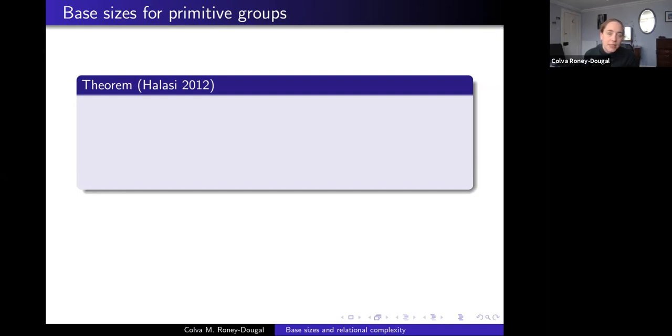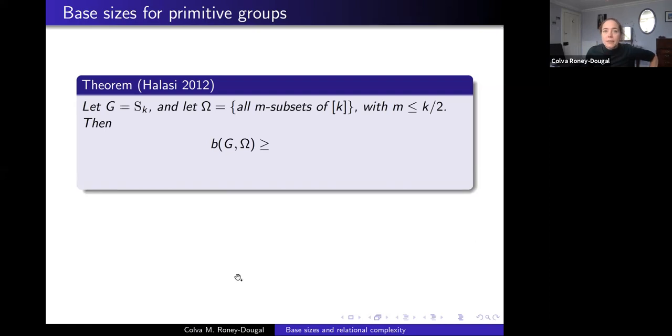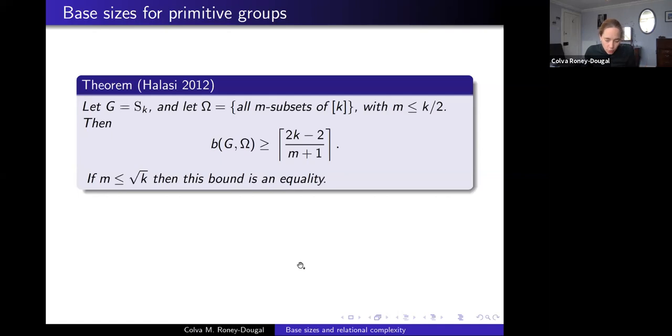So let me now focus on base sizes for primitive groups. And let's think first of all about these large base primitive groups. So there's a theorem due to Halasi in 2012, which says that if G is S_k acting in a large base fashion, then the minimal base size of G is big. This is like a square root of the value of n. So the size of n is k choose m, and then this is O of k. So we're looking like a root of n. And if m is no more than the square root of k, then this bound is actually an equality.